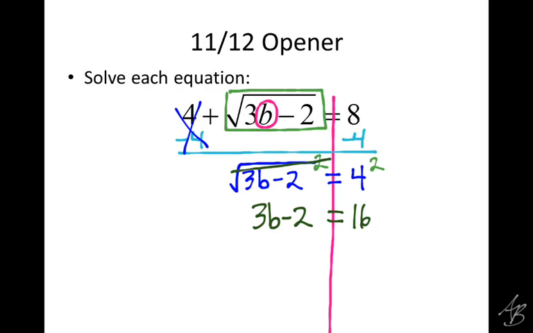All right, now what? Yeah, now we need to get rid of that minus 2 by adding 2. So we're just solving like we normally do now. So we add 2 on both sides. 2's cancel, leaving 3b. And on the right side, 16 plus 2 is 18. Then what? Divide by 3 on both sides. That'll get rid of the 3 on the left, leaving what? B. And on the right side, 18 divided by 3 is? 6.